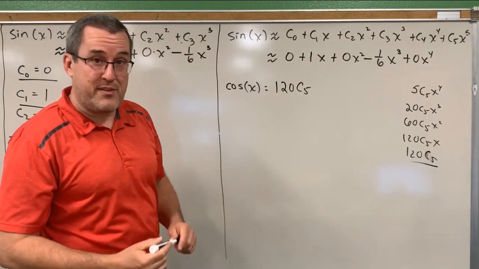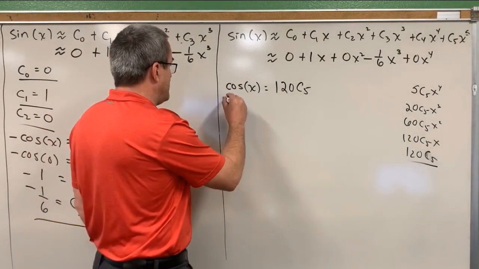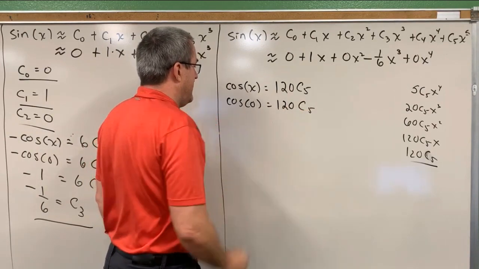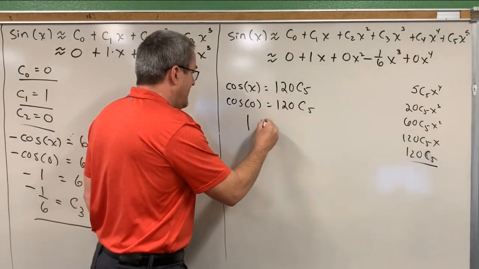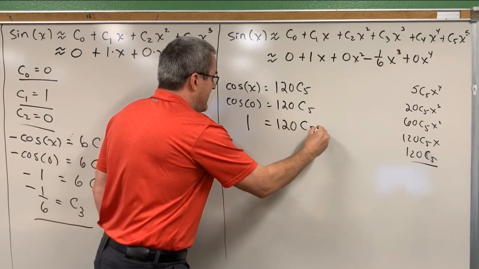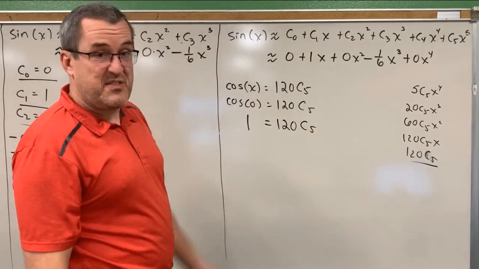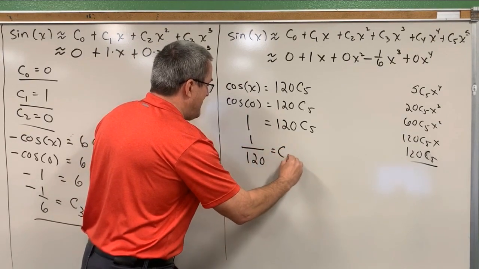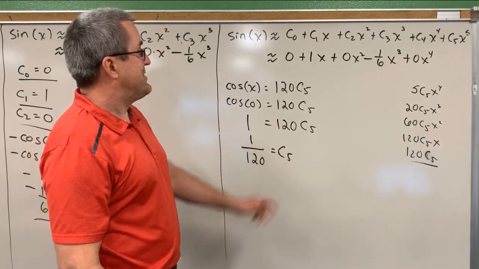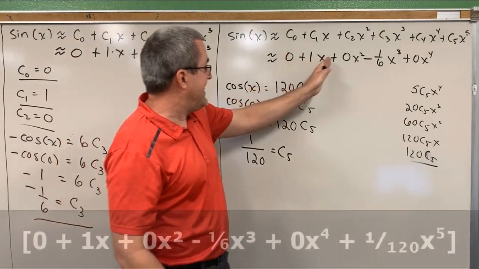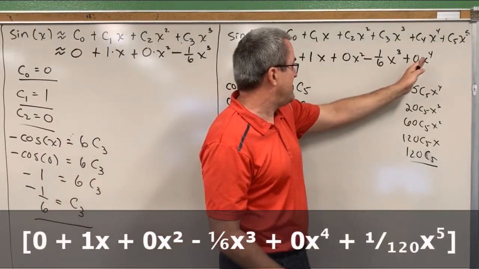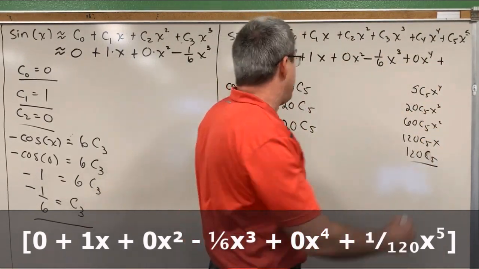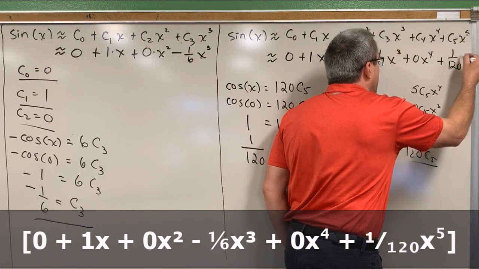Now we want these 5th derivatives to be equal, centered at x equals 0. Cosine of 0 is 1. To solve for c sub 5, just divide both sides by 120. So 1/120th will be c sub 5. So this polynomial now is going to be 0, 1x, 0x squared, 1/6 x cubed, 0x to the 4th, and this 5th degree term is going to be 1/120th x to the 5th.